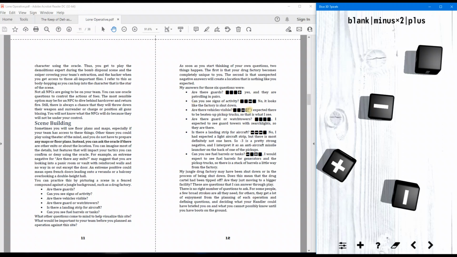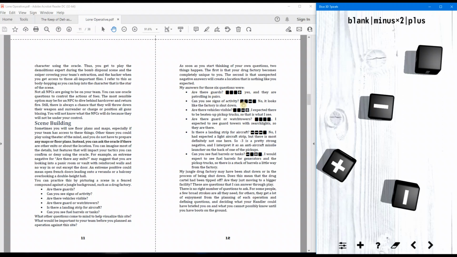Can I see any signs of activity? No. Looks like the factory's shut down. Are there vehicles visible? Now that's got a sum of nothing, two blanks and the plus and the minus cancel out. Now I expected to see vehicles there, so that goes with the default, what I thought was most likely. So there are vehicles there, and that makes sense.